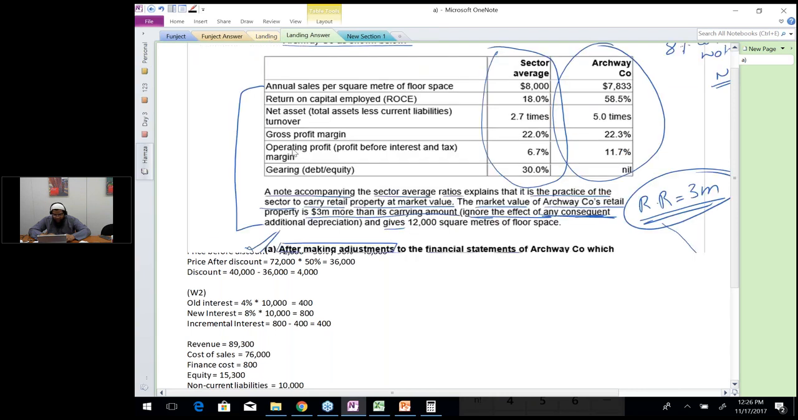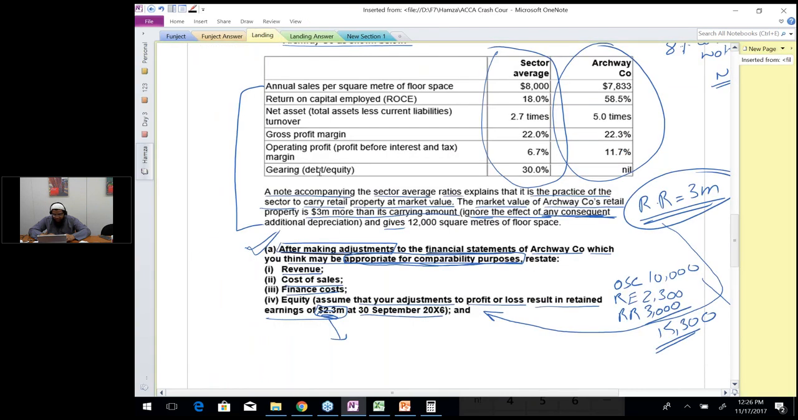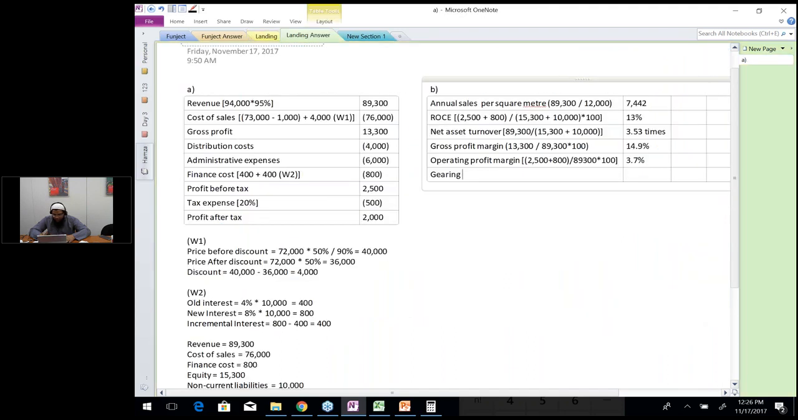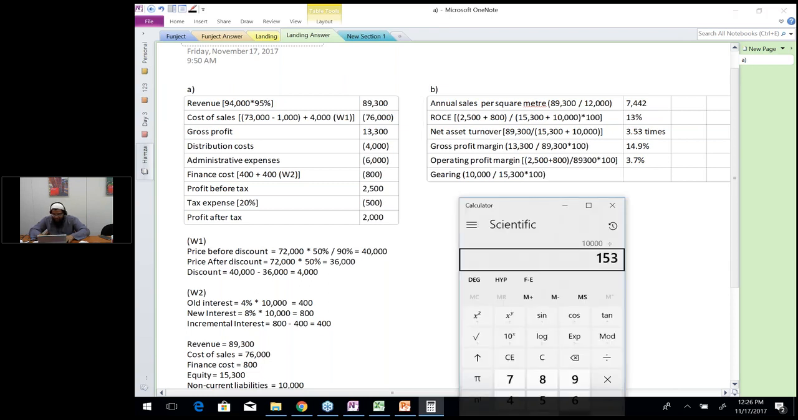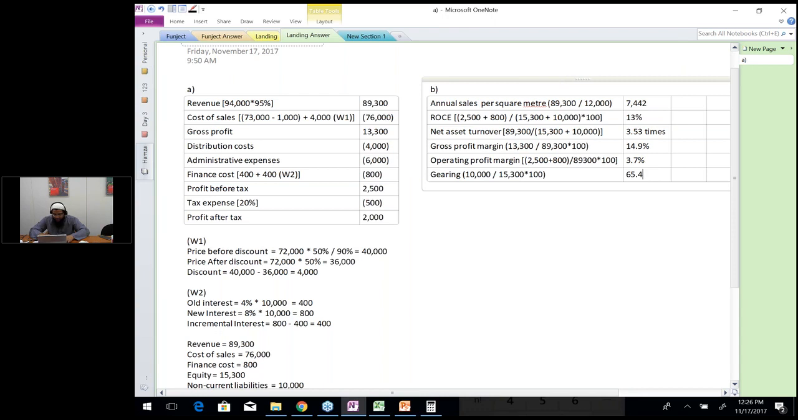Let's see about gearing. The question has used debt divided by equity, so we are also going to use debt divided by equity. The debt is $10,000 non-current liability, and the equity we have calculated is 15,300, into 100. So 10,000 divided by 15,300 into 100 is going to be 65.34%. So this is the gearing of the company.